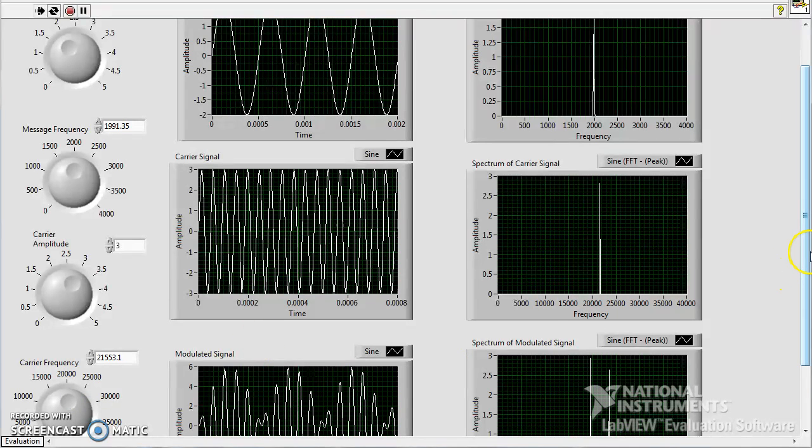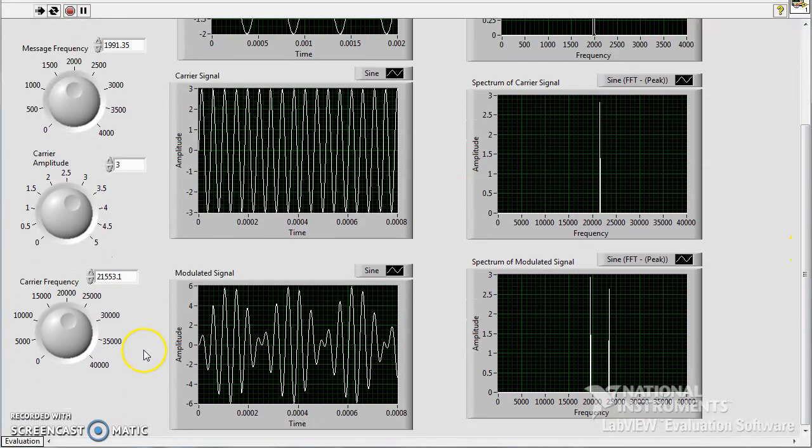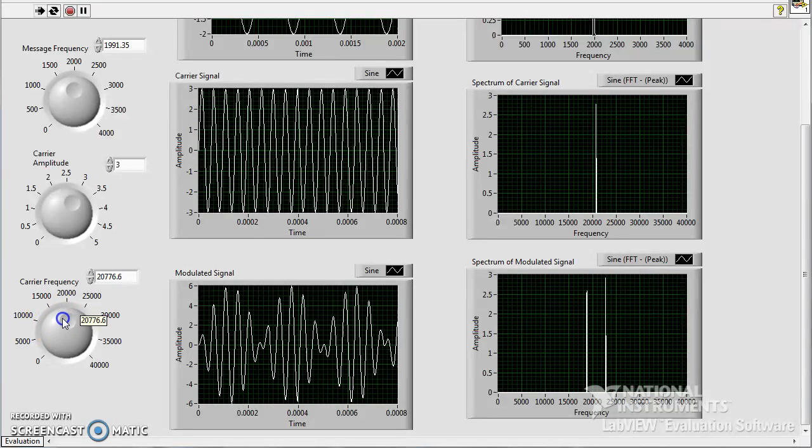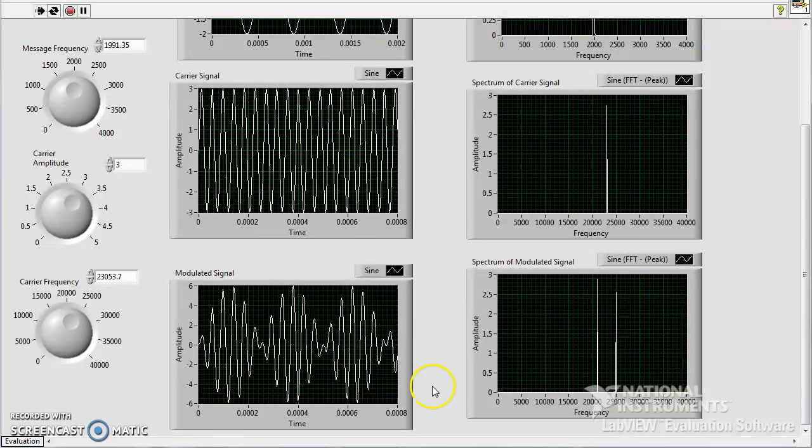So now coming up with the spectrum of the modulated signal. As I vary the carrier frequency, you could see the 2 sidebands which are centered around the carrier frequency. The carrier frequency now is 23 kilohertz. So centered around 23 kilohertz, the upper sideband and the lower sideband, where the upper sideband frequency is carrier frequency plus the message frequency. The lower sideband frequency is carrier frequency minus the message frequency.